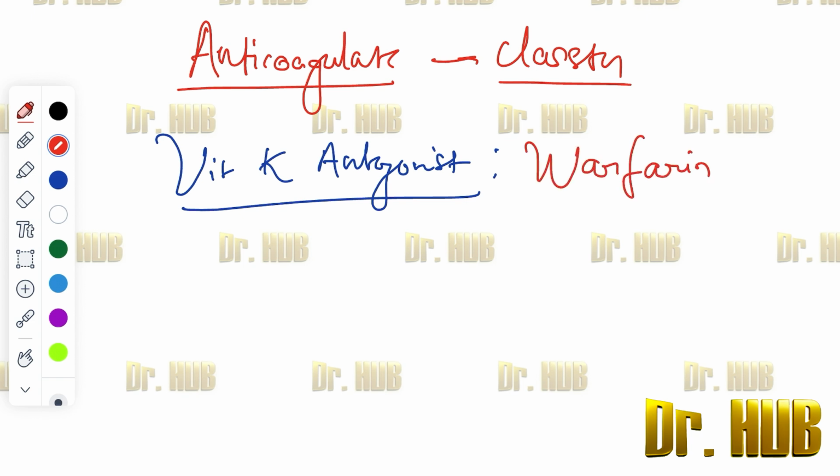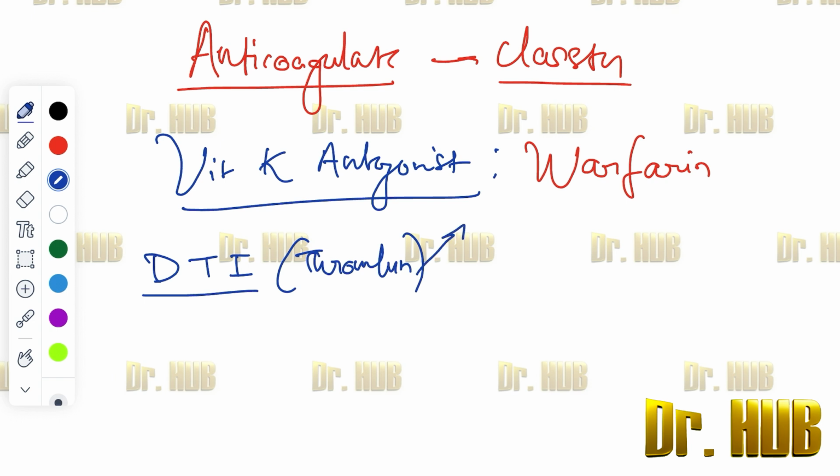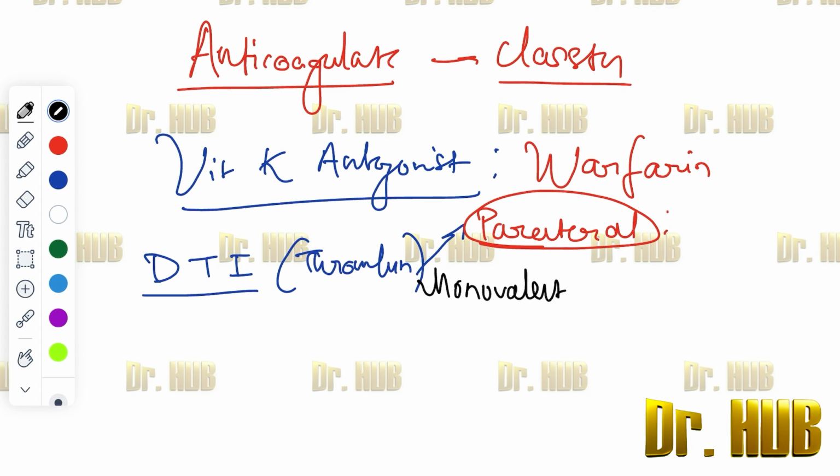Next, moving on, there are the direct thrombin inhibitors, shortly known as DTI. Direct thrombin inhibitors include the parenteral, the bivalent, as well as the oral. The first one is the parenteral. Under this parenteral, there is a monovalent DTI, that is argatroban.